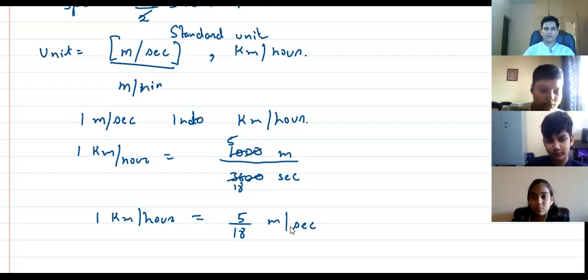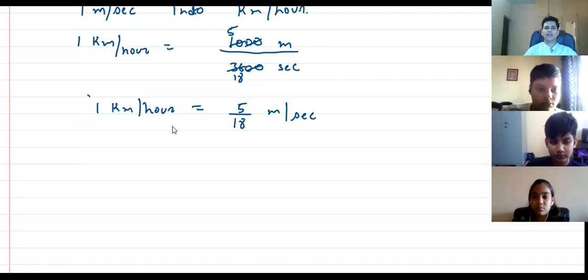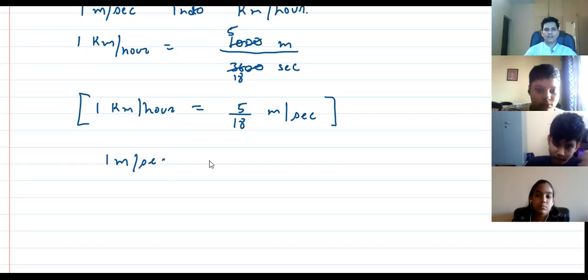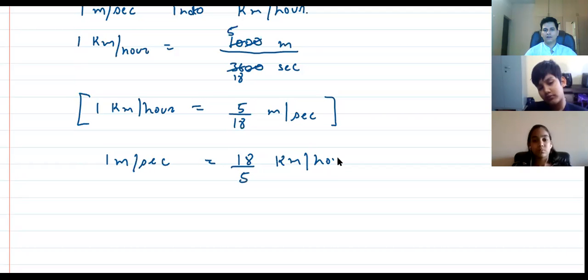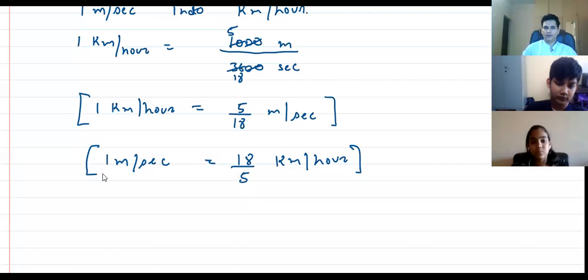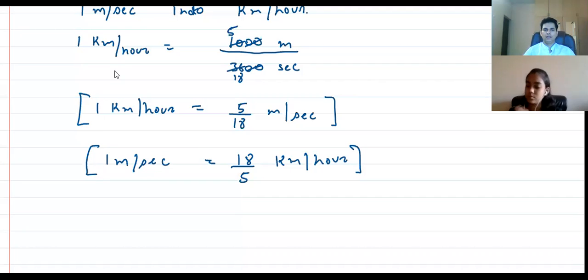So 1 kilometer per hour is equal to 5 by 18 meter per second. So what is 1 meter per second in kilometer per hour? Can I use the unitary method and cross multiply? So it will be 18 by 5 kilometer per hour. Easy? Everyone should note it down. This is very important. This conversion is very important, so all of you should note it down.